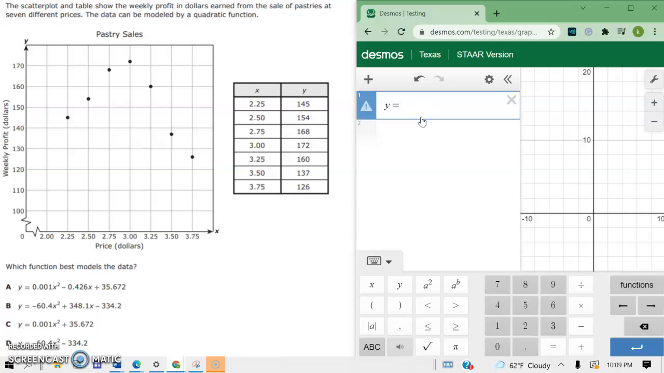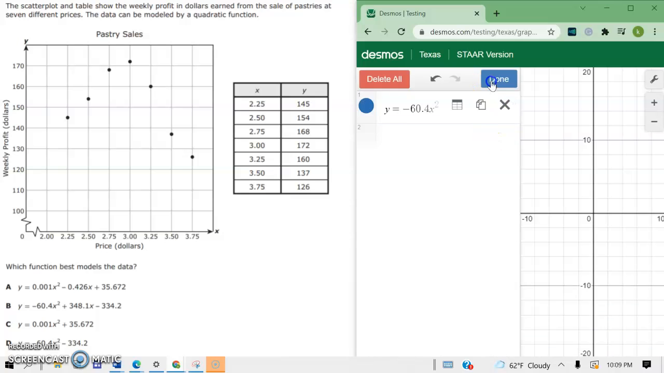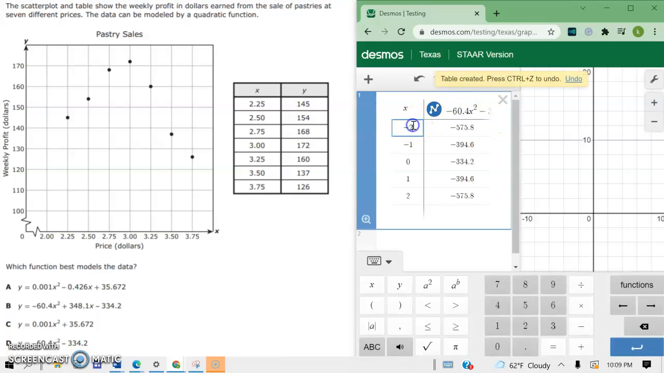Y equals negative 60.4x squared minus 334.2. I'm going to convert that to a table. I'm going to put in the first value, 2.25, and it gives me negative 639. And this is positive, so it's not even close to it. So it is not that one. The only one that's close to it, it is B.